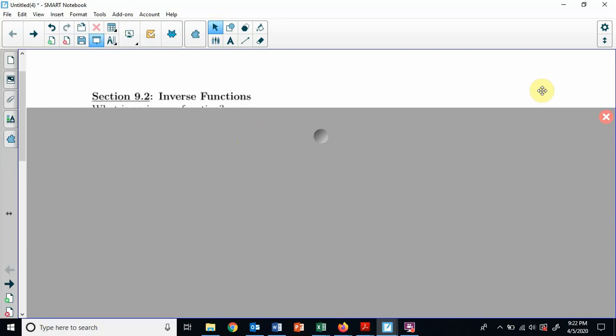So last class, we did section 9.1, where we remembered or reintroduced some special things about functions. We also worked on composite functions, or composing functions, sticking a function inside a function. That'll be a little bit useful in today's lesson as well. So today, we're going to talk about inverse functions.